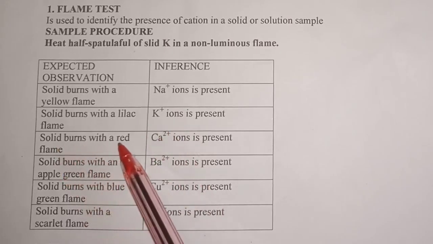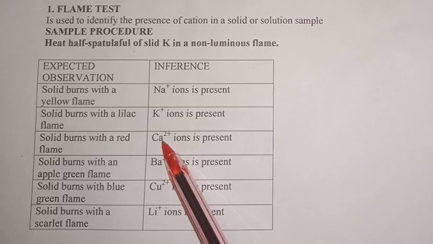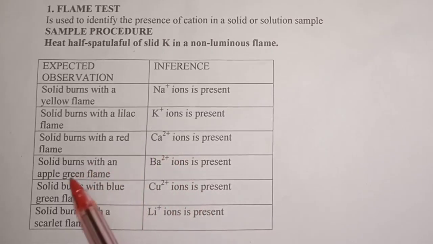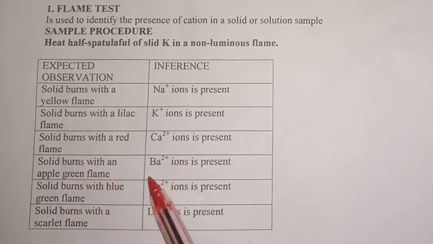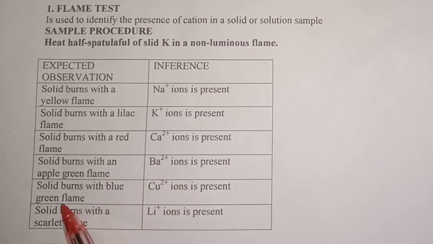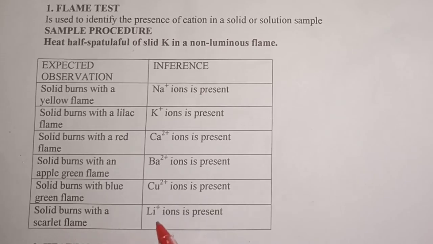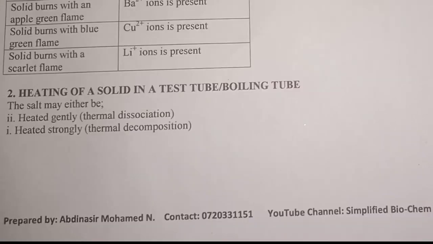Or solid burns with a red flame. The cation present here is calcium ion. Or solid burns with an apple green flame. The cation present here is barium ion. Solid burns with a blue-green flame. The cation present here is copper 2 ion. Or solid burns with a scarlet flame. Scarlet means dark red flame. So the cation present here is lithium ion.